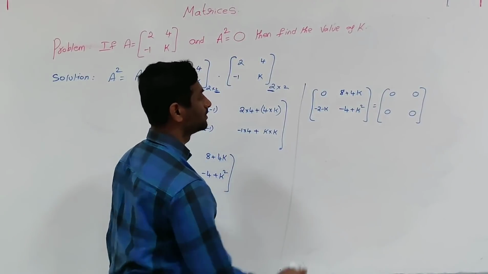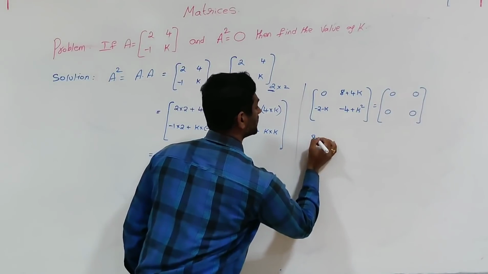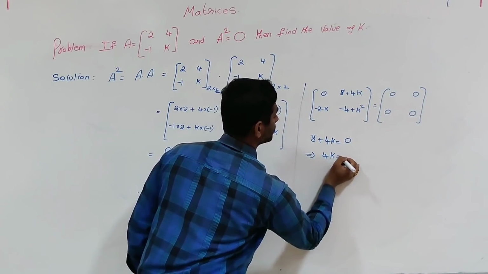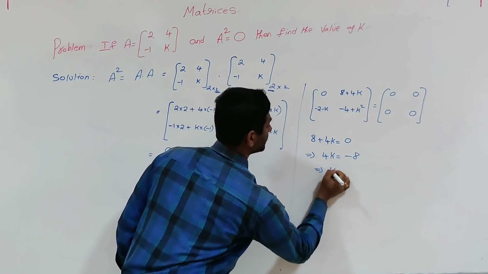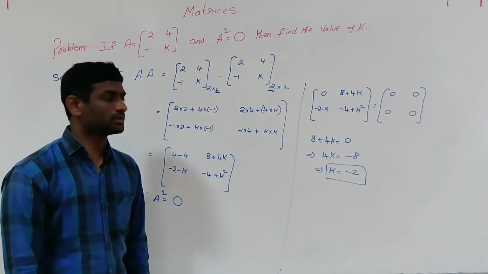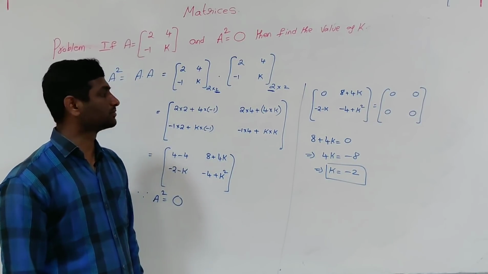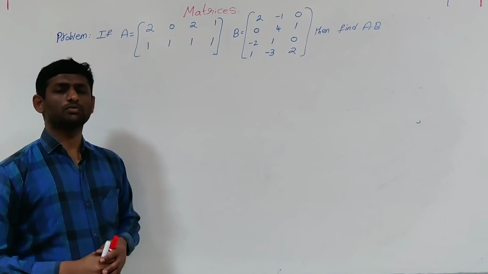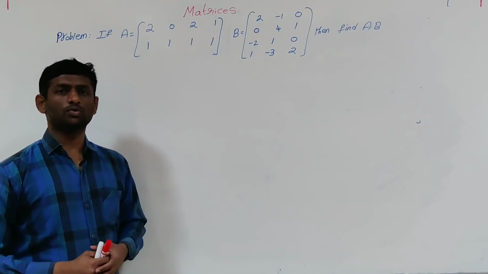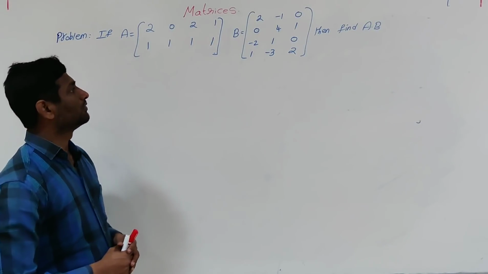On comparing, we can compare any value in order to find the value of K. 8 plus 4K is equal to 0, which implies 4K is equal to minus 8, which implies K is equal to minus 2. So that is the value of K. Is it clear? Now we'll move to the next question. We'll see one more problem based on matrix multiplication. If you practice more and more problems on matrix multiplication, it will be easy for you.